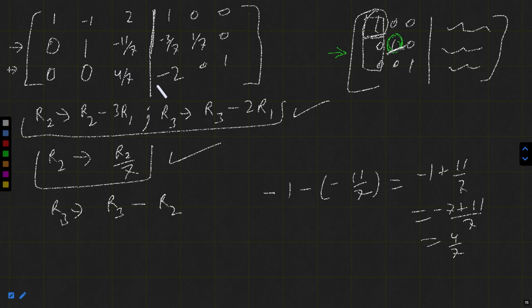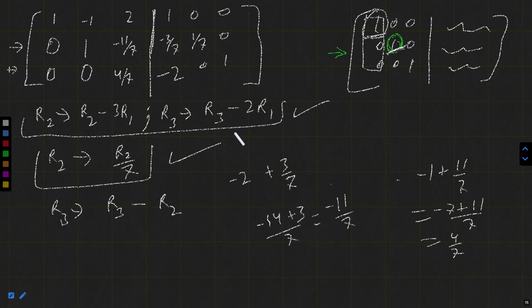Clear? Okay. Now what about this entry? It will be minus 2 minus of minus 3 by 7, means this. Okay. Now this will be minus 14 plus 3 by 7. And what this means? Now this means minus 11 by 7. Okay, minus 11 by 7.